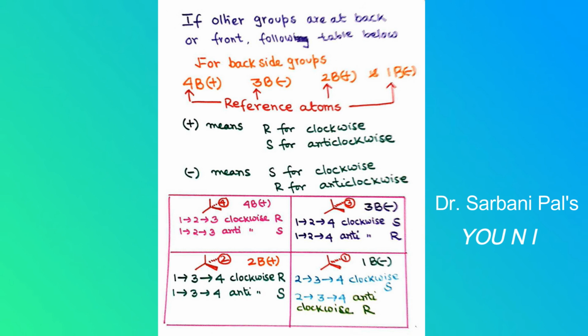So in all these cases, whether we are applying 4b plus, 3b minus, 2b plus or 1b minus, these numbers 1, 2, 3, 4 are considered as the reference atoms or reference groups. So in order to find out the arrangement of the remaining three groups, we should not include this group. Means when we are applying 4b plus, we should not include 4. If we apply 3b minus, we should not include 3. If we apply 2b plus, we should not include 2. If we apply 1b minus, then we have to keep aside 1.